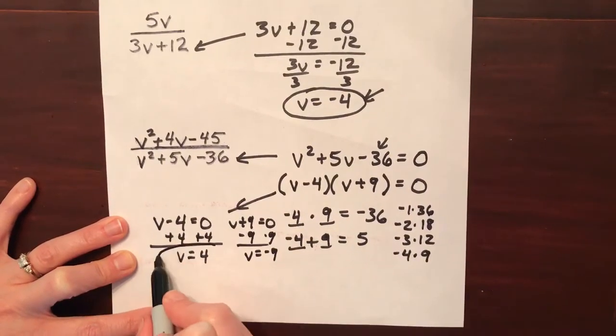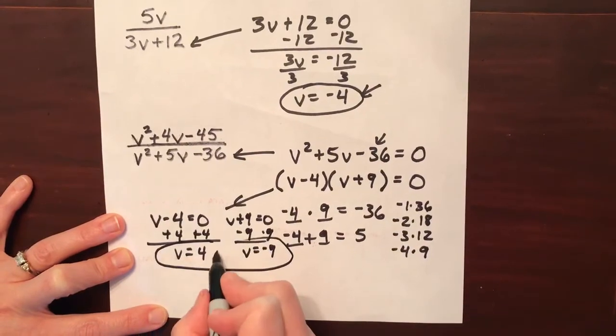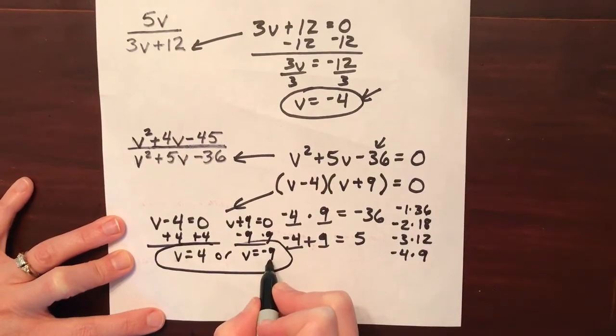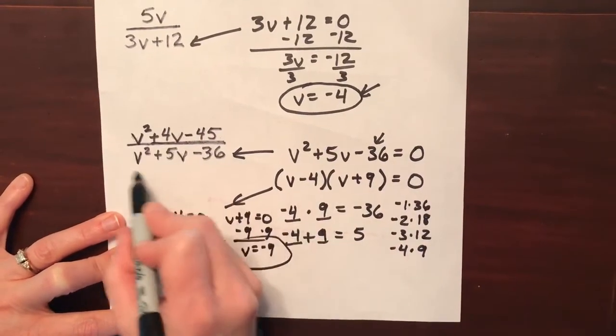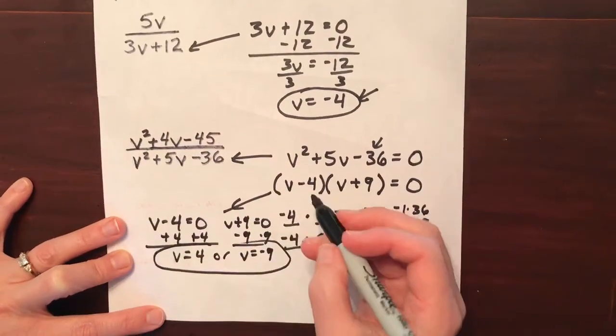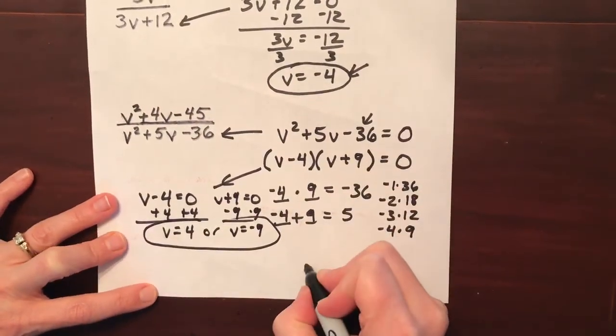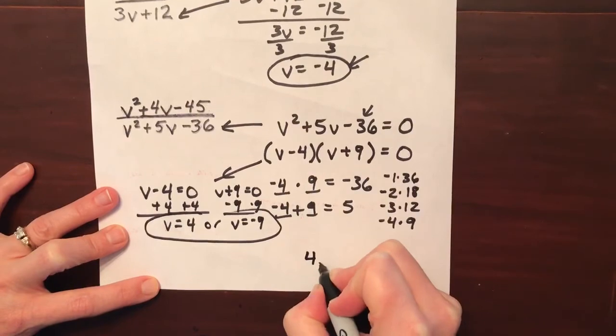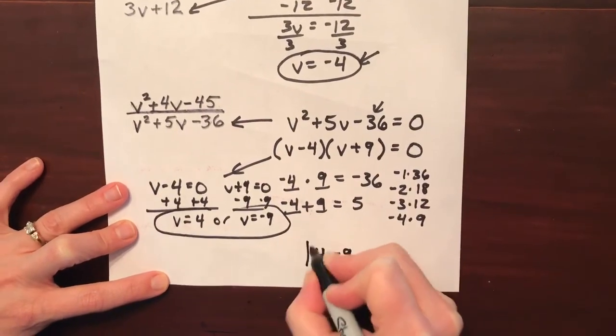And so if v is 4 or v equals negative 9, that would make this denominator 0, and it would make the whole fraction undefined. So the way that I list this answer on Alex would be 4, negative 9.